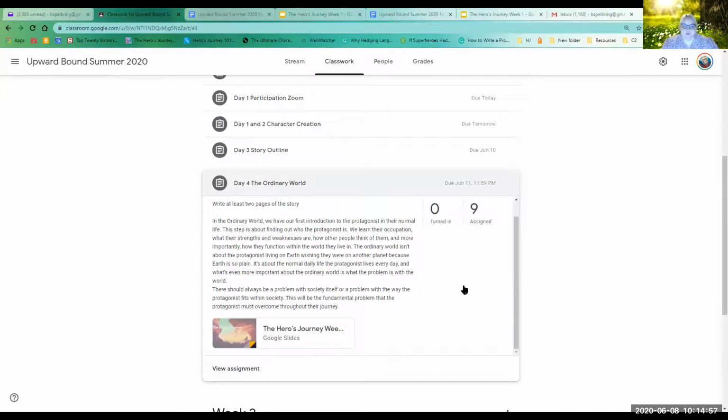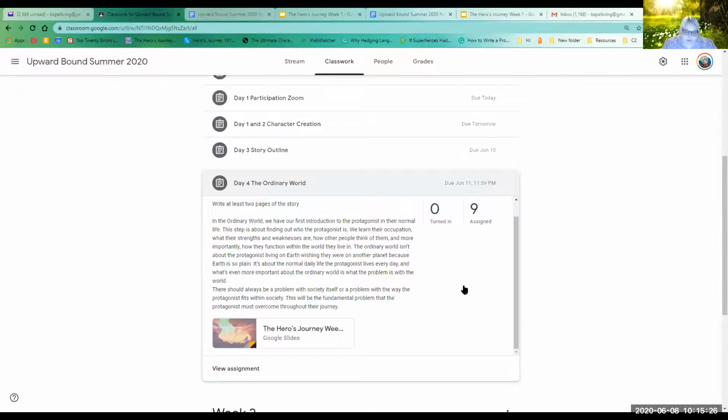In the ordinary world, we have our first introduction to the protagonist in their normal life. This step is about finding out who the protagonist is. We learn their occupation, what their strengths and weaknesses are, how other people think of them, and more importantly, how they function within the world they live in. The ordinary world isn't about the protagonist living on Earth wishing they were on another planet, right? We talked about that. It's about the normal daily life the protagonist lives every day.